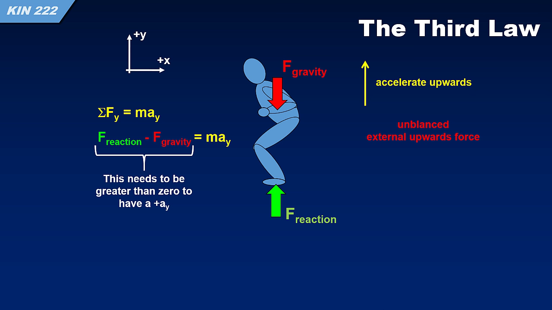So in order to get an upwards acceleration, in other words, in order to jump into the air, the person has to have an upward reaction force that's bigger than the force of gravity coming down. And the only way that can happen is if the person pushes down on the ground such that the ground pushes back up on them with a reaction force that's greater than the force of gravity. So they need a reaction force from the ground that's bigger than the force of gravity to have an upwards acceleration.